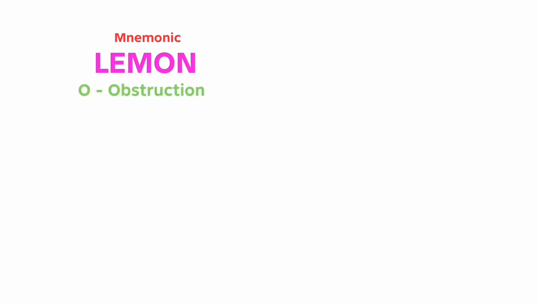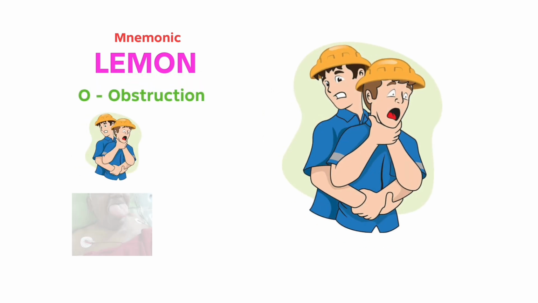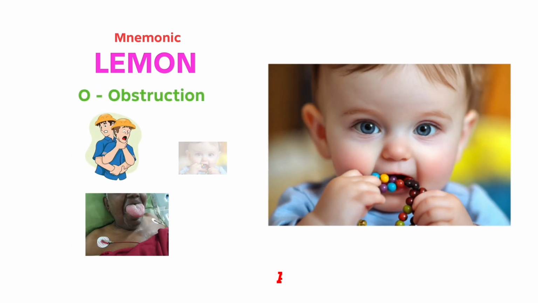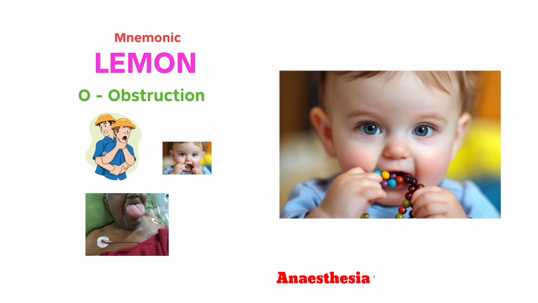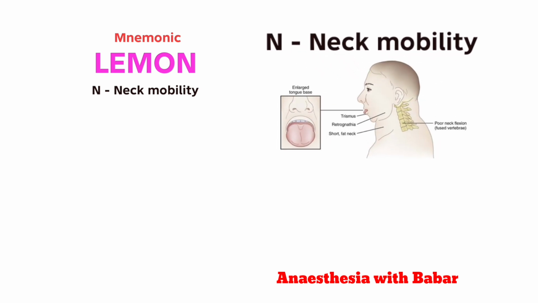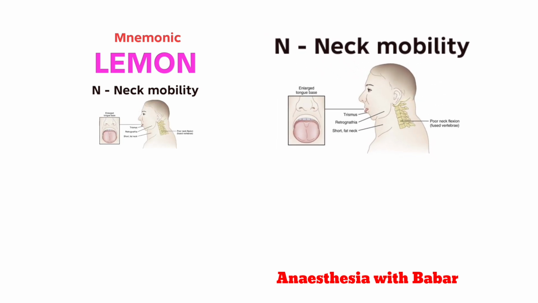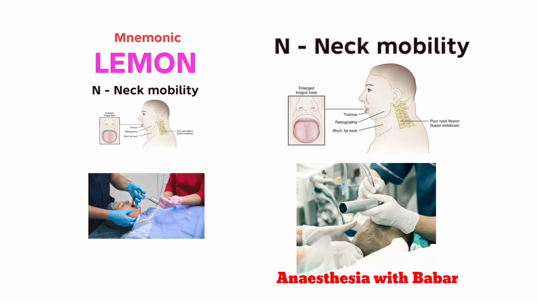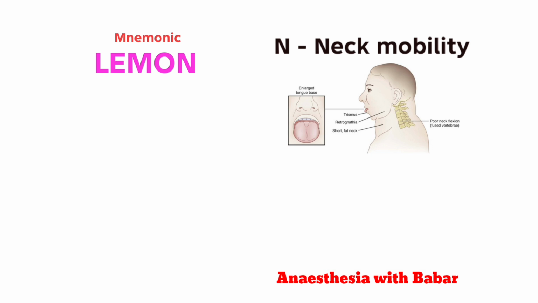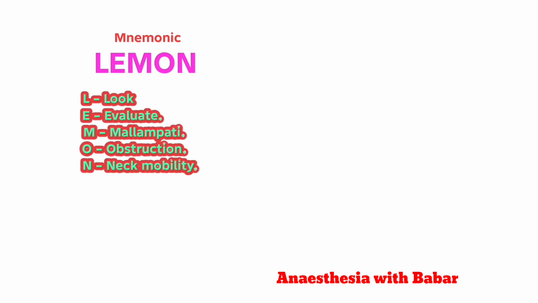Fourth word, O stands for obstruction: swelling, foreign body, infection, tumors, anything blocking the path. Last word, N stands for neck mobility. With limited movement, prepare yourself for a tough intubation. That's LEMON, your 5-step airway safety check.